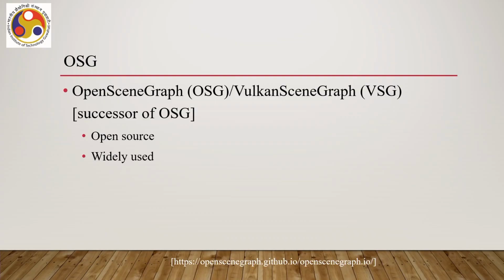So, one such open source library, one such scene graph library is the Open Scene Graph. It used to be quite popular earlier. Now, there is a successor of OSG, that is Vulkan Scene Graph, VSG. Both are open source and widely used. There are other such libraries as well. We are taking these as examples.